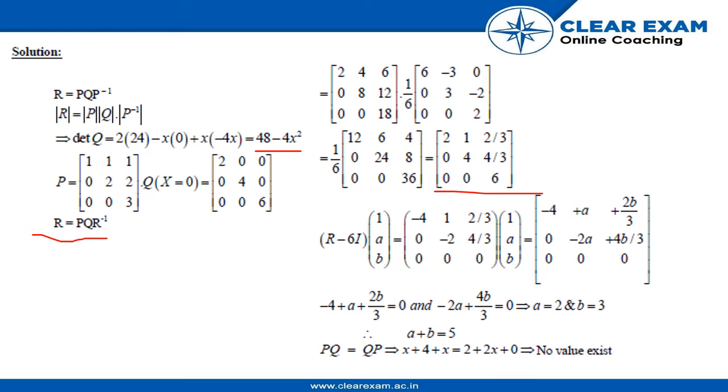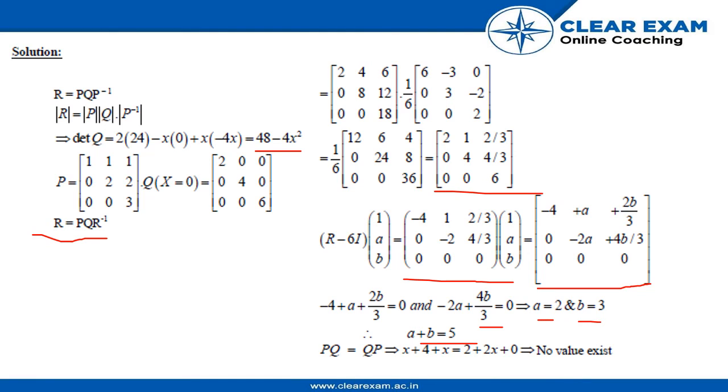R minus 6I into the column [1, a, b] equals [[-4, 2/3, 0],[-2, 4/3, 0],[0,0,0]] into [1, a, b], which equals the column [(-4 + a + 2b)/3, (-2a + 4b)/3, 0, 0, 0]. Now (-4 + a + 2b)/3 equals 0 and (-2a + 4b)/3 equals 0, which implies a equals 2 and b equals 3. Therefore a plus b equals 5.